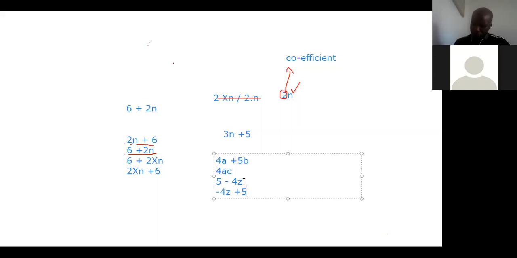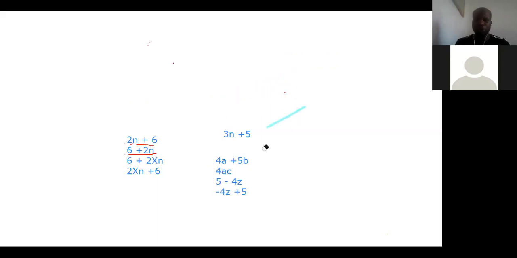Right, let me give you an example. Use the guidelines above to rewrite these expressions. Allow me to delete this. We have spoken about the guidelines here. 3 plus 5, then multiplied by n, like this. 3 plus 5 multiplied by n. Right, look at this number. We have spoken about this.